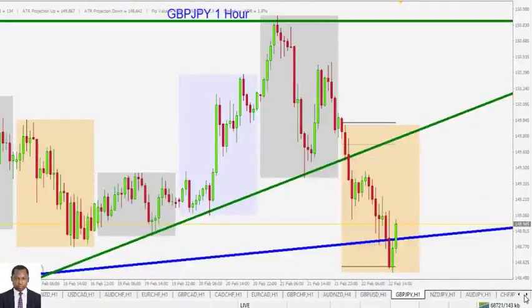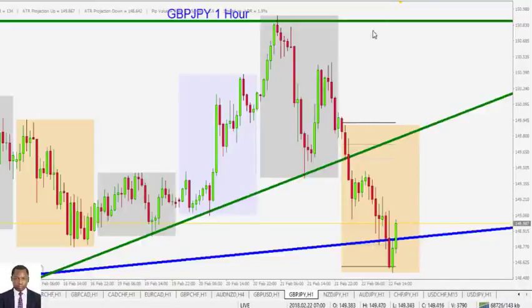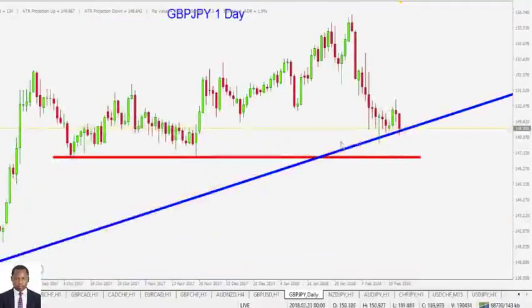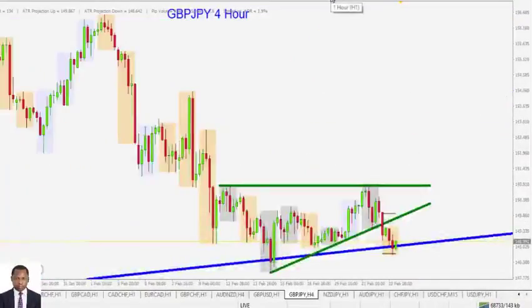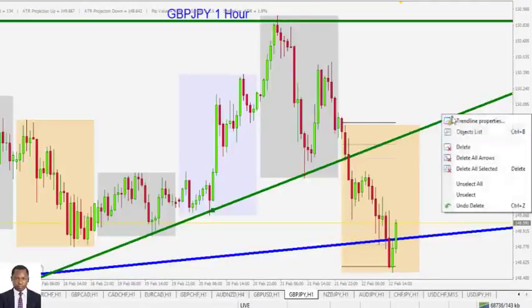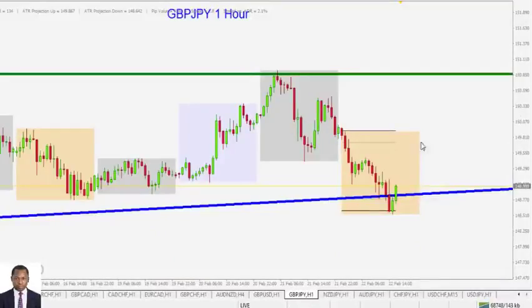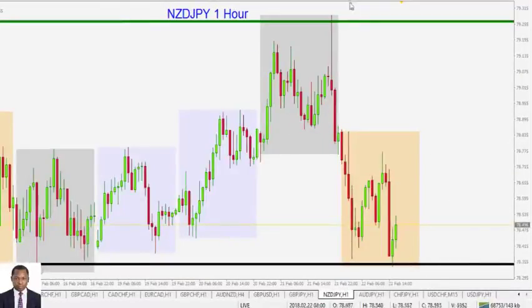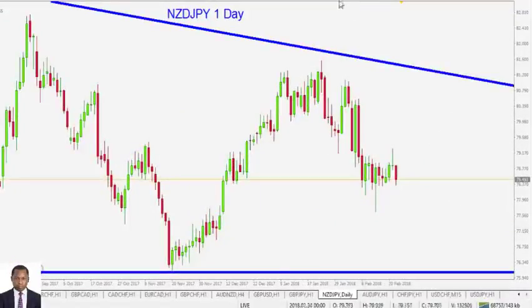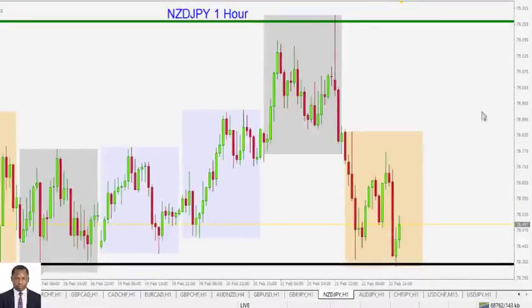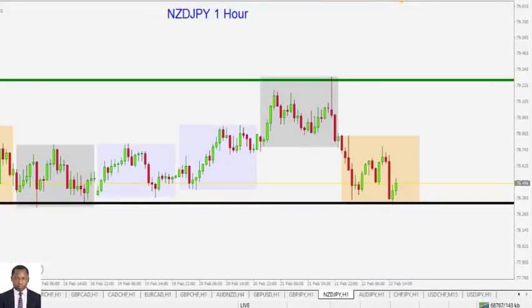The sterling pound against the Japanese yen. Another messy chart. Just avoid this for now. The New Zealand dollar against the Japanese yen. Not looking good. If we get price breaking out, then any pullback would be a fantastic market flow setup. Let's wait for that.